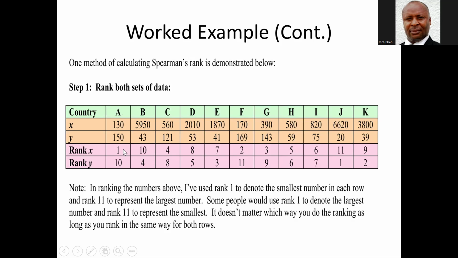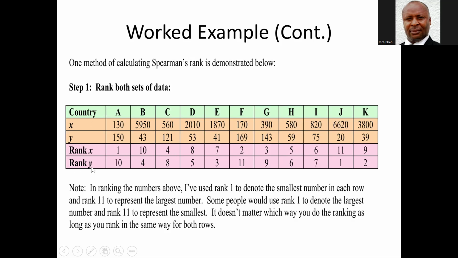If you see here, the lowest is country A and it's ranked as 1, while the highest is country J, which is ranked as 11. So you can see country A is 1, country F is 2, country G is 3, and so on and so forth. Take a closer look at that. You will see that the sequence is consistent for rank. You can decide to use any other letter to rank. What matters is that you follow the sequence of ranking.